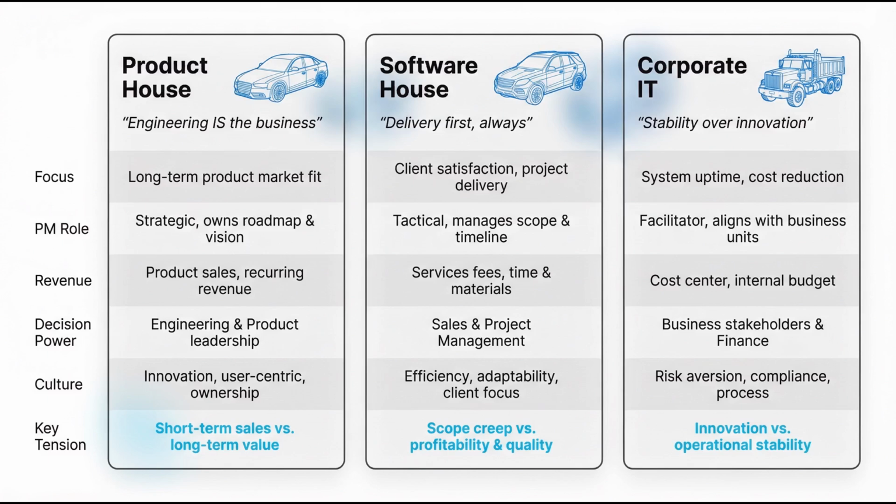3 organizational models. The same roles, radically different distribution of power. Think sedan, SUV, and truck. The same parts, different configuration. Product house. Figma, Notion, Atlassian. Engineering is the business. The trio of product manager plus tech lead plus design is the decision-making standard. Continuous deployment, A/B testing, OKR-driven planning. SaaS margins range from 70 to 90%.